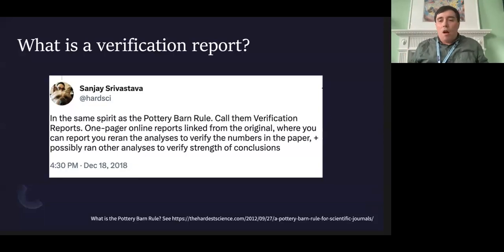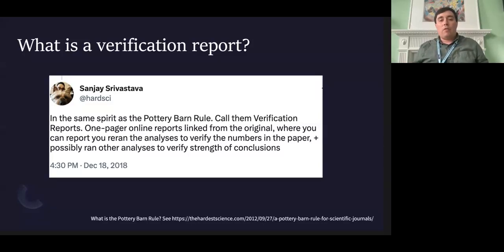Verification reports started, to my understanding, from a 2018 tweet. This guy, Sanjay, he's a great follow on Twitter, by the way. I highly recommend it. He talks about some great things. And his tweet said, in the same spirit as the Pottery Barn rule, for people who aren't as familiar with America, the Pottery Barn rule is you break it, you buy it, right? We should have verification reports.